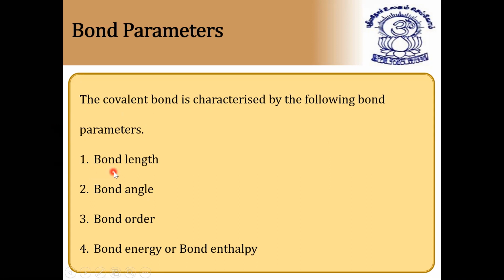We have bond length, first one. Next bond angle. Next bond order. Next bond enthalpy. So bond energy or bond enthalpy, and how they are related to each other, that also we'll discuss. This is very important from the objective point of view, and they'll ask about bond length and bond order, the decreasing order and increasing order. So these points are very important. Now let us see what is bond length.